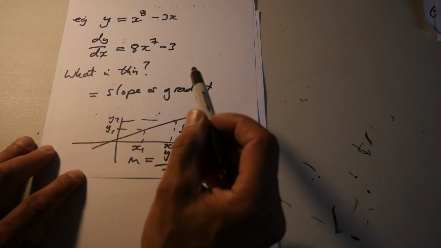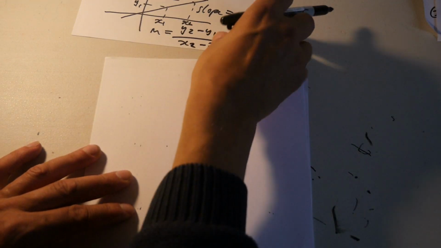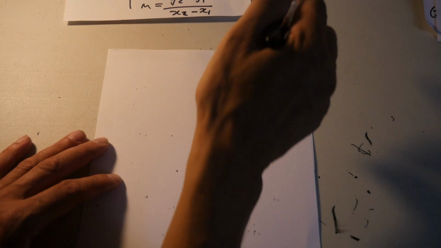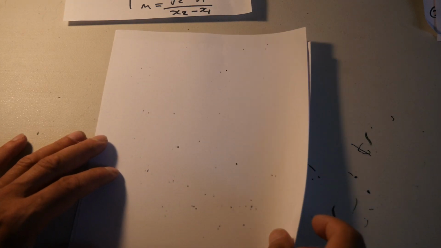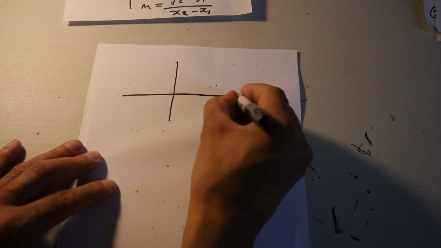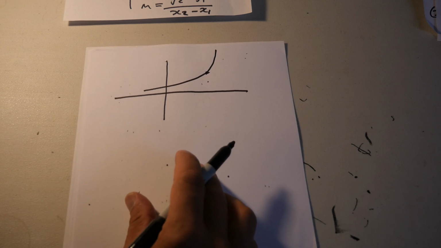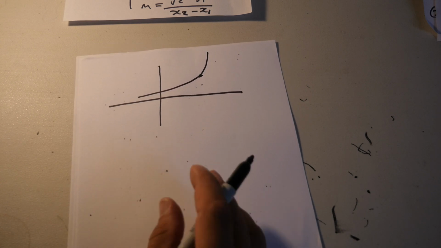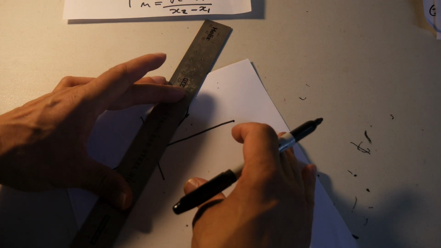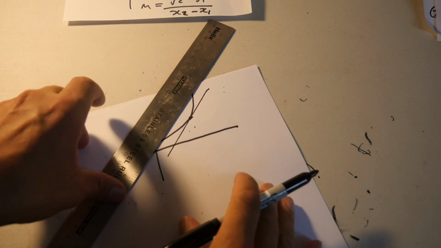But you can't apply this to curves. So I'll explain what this is about. You have a point on the curve, and you have a ruler, and a tangent.